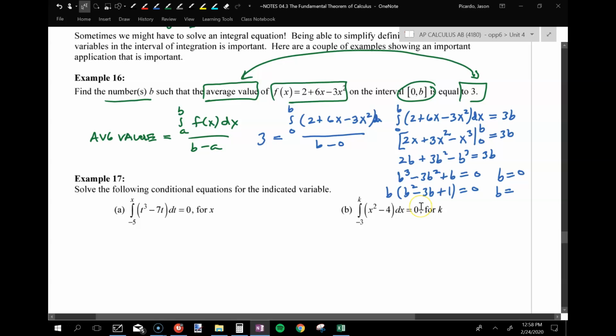I'm going to confuse everybody now. But the quadratic formula is negative b plus or minus the square root of b squared minus 4ac all over 2a. So the negative b is 3, plus or minus the square root of, what's negative 3 squared? 9 minus 4 times 1 times 1. 9 minus 4 is 5, all over 2 times 1, all over 2.